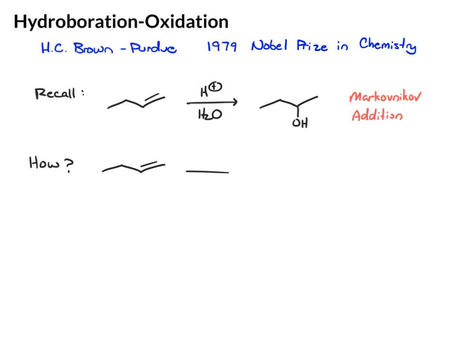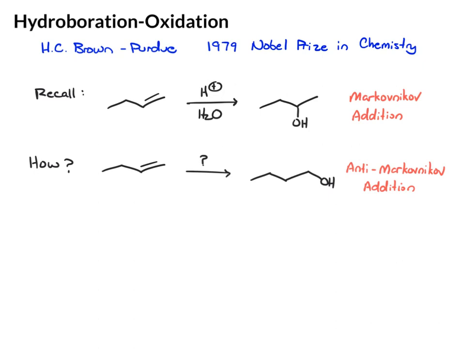Same double bond. How do we get this? And this would be termed an anti-Markovnikov addition. Here the hydrogen goes to the more substituted carbon, the OH to the less substituted carbon.